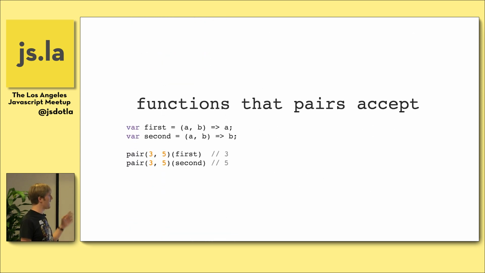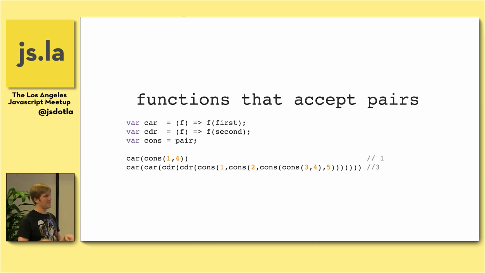Because pairs return functions, we should have two functions to pass into it. We can have first and second. If you pass first, it'll always return the first parameter that's given. Second will always return the second. So you can create a pair and then pass first or second, and that will return the value. You're all on the same page? OK, great, because we're just going to keep digging deeper. This is pretty basic to this talk.